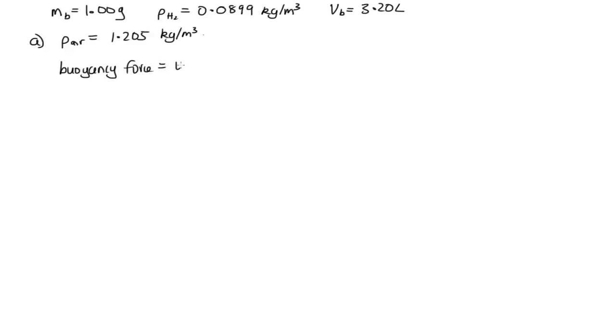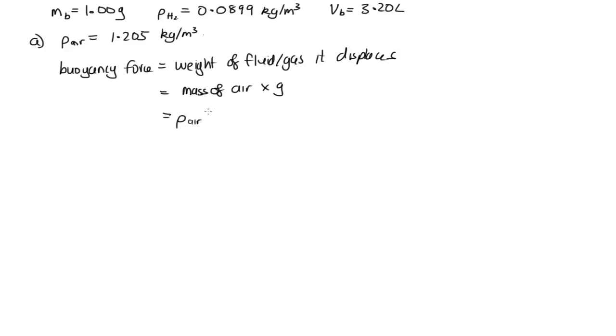Okay, so to calculate the buoyancy force, we need to remember that that is equal to the weight of the fluid or the gas it displaces. So in this case, what we're displacing is the air. So the weight of the fluid displaced is going to be the mass of air times g, and we can calculate the mass of air as the density of air times the volume of air times g. And now we can substitute in.